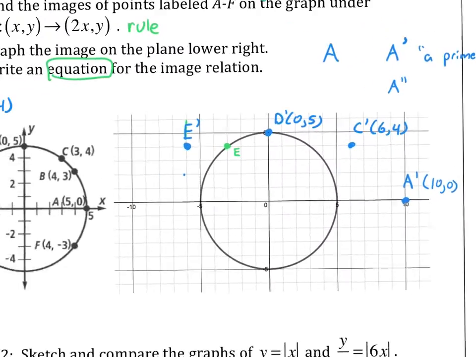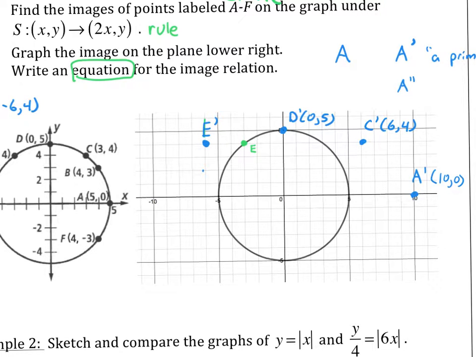All right, so finishing up here. Notice that this is becoming elongated here. And lastly, F goes from 4, -3 to 8, -3 there. So F prime is 8, -3.